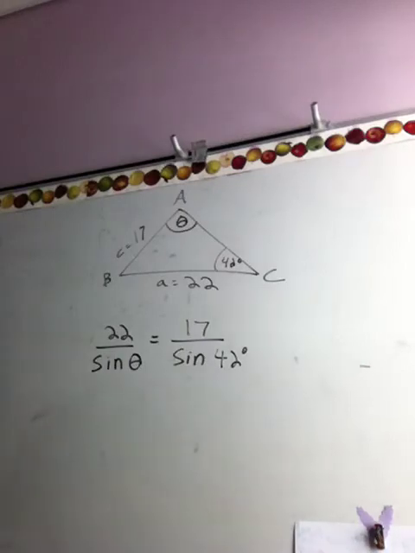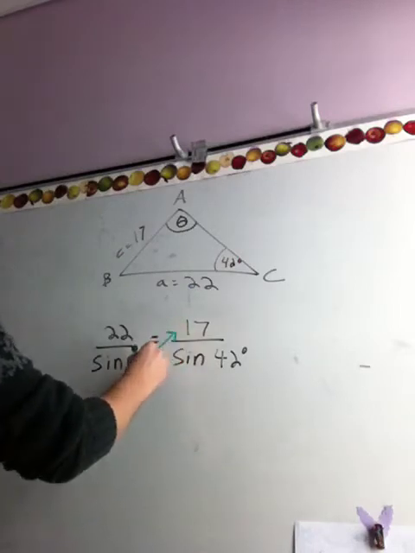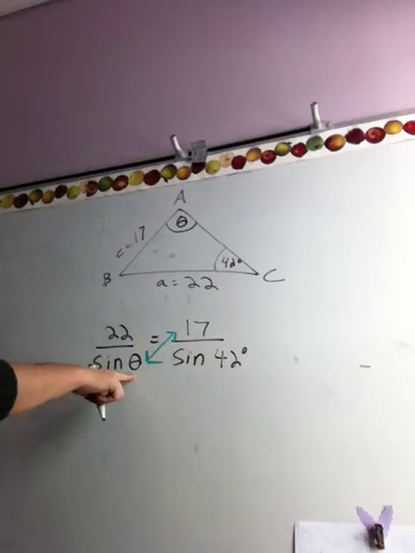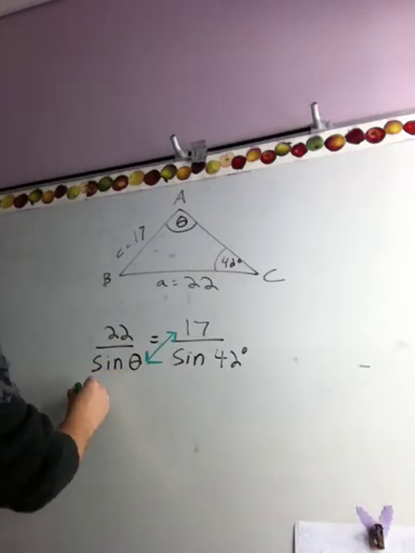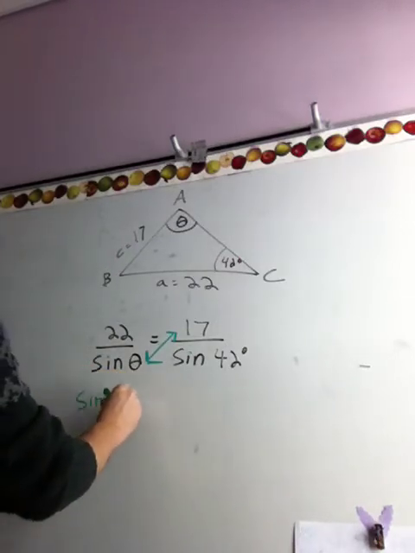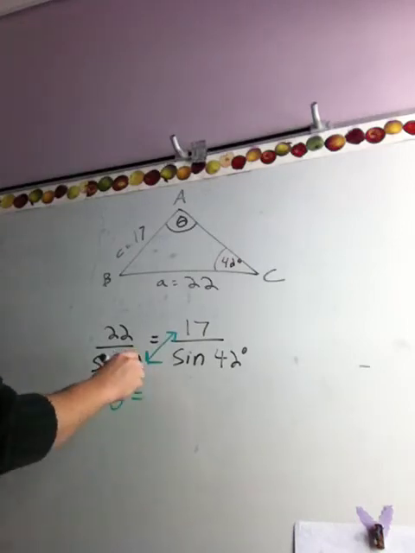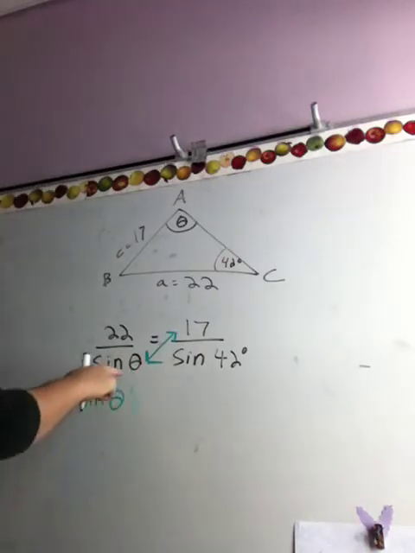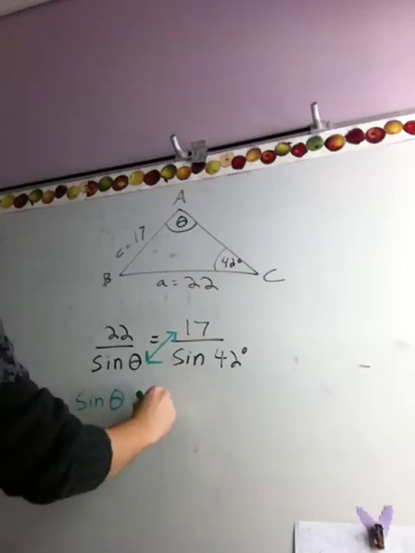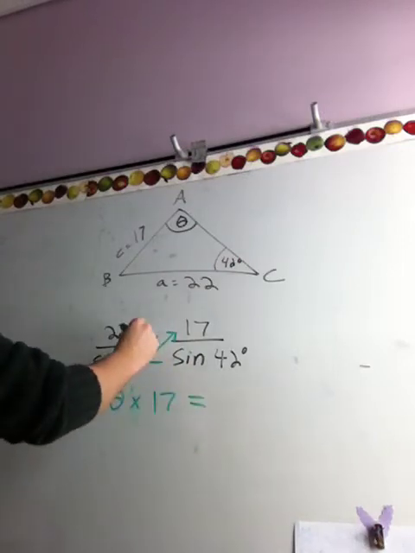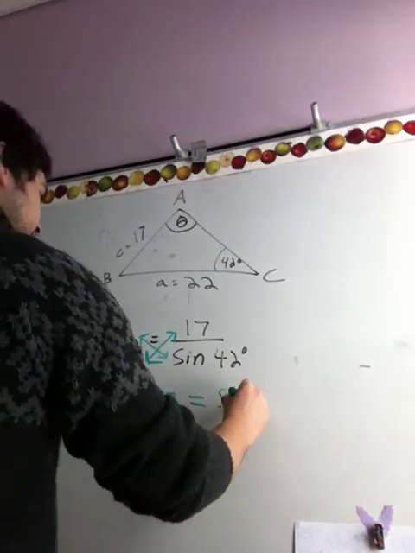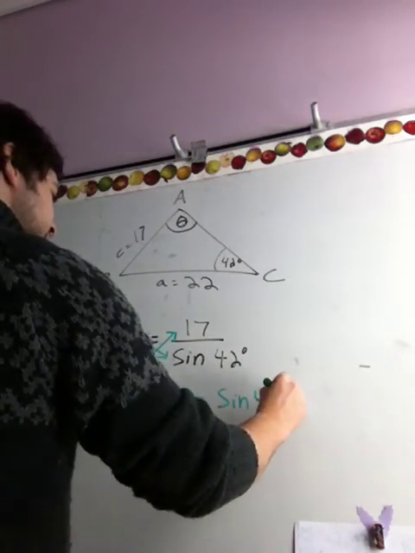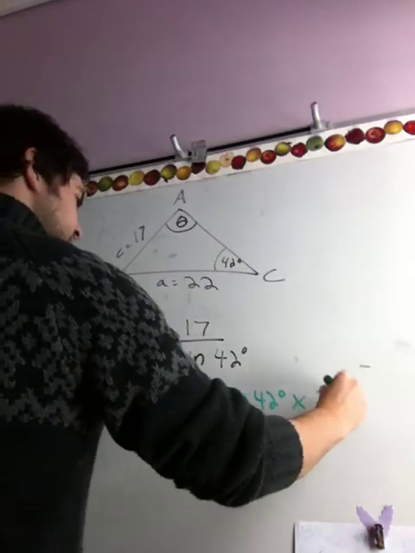So, what do we got to do now? Cross multiply. So I like to do the cross multiplication that involves the variable we're trying to find first, so we can keep it on the left. So, sine of theta times 17 equals this cross multiplication here. Sine 42 degrees times 22.